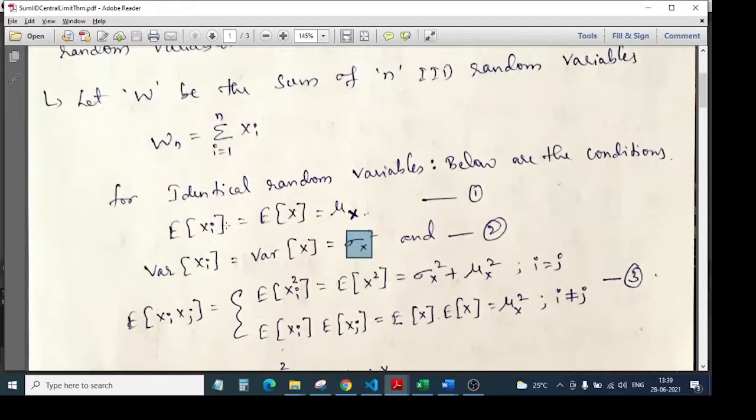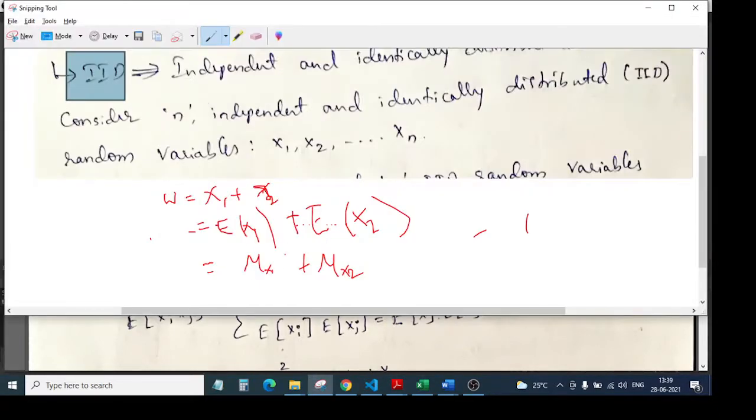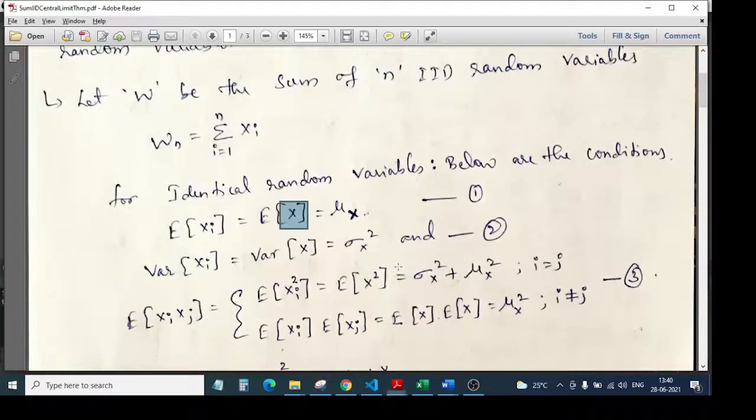As we have seen just now, when I have n random variables, for example E of xi, this is nothing but E of x itself. So instead of writing mu of x1 here, I can just write mu of x, and this could also be written as mu of x. So both are equal to mu of x itself. So in this case, this is equal to 2 times mu of x.